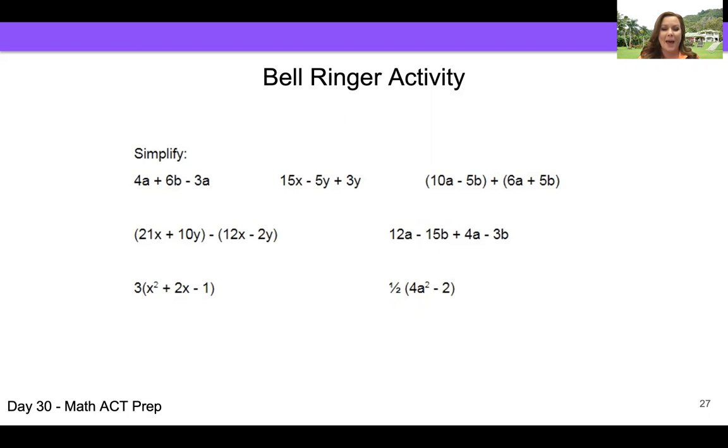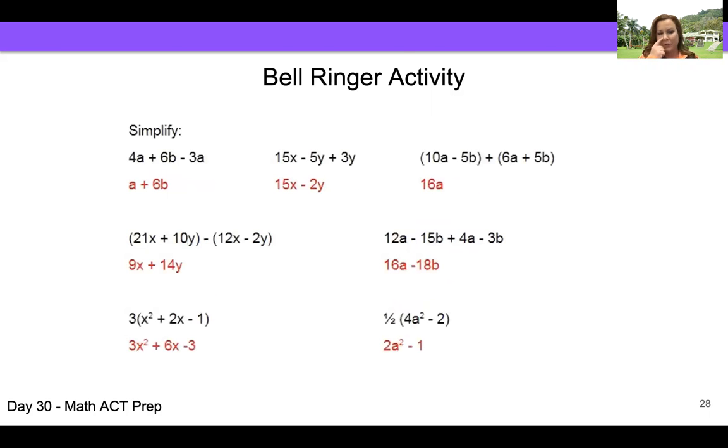Okay, welcome back. Let's check our answers here. And so on the first one, we can simplify the 4a minus 3a. That's just going to be a single a. Here, minus 5y plus 3y is going to simplify to negative 2y. Can't do anything with the x. This one, we've got 10a plus 6a gives us 16a, and negative 5b plus 5b is nothing. So we really don't even need to find out what the value of b is. It doesn't matter in this equation.